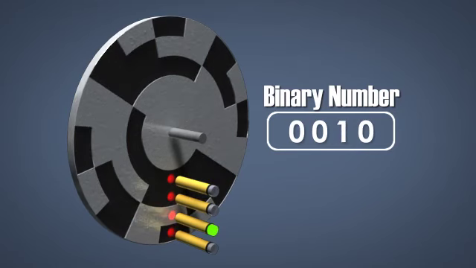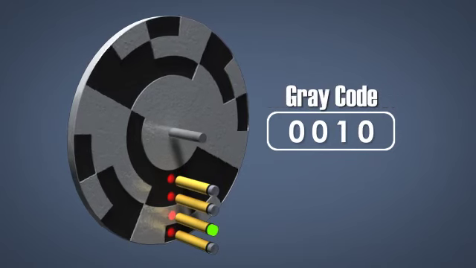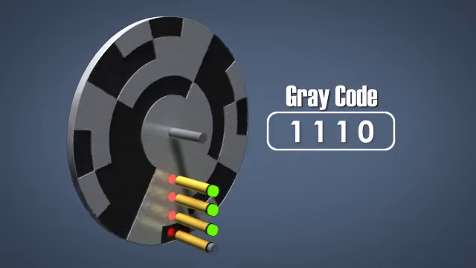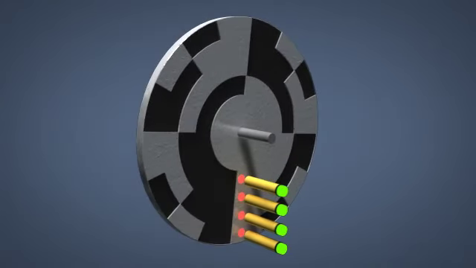Absolute encoders typically use a binary code called the gray code, in which only one bit changes as the sequence increases. The binary number or gray code number can be used to determine shaft position.